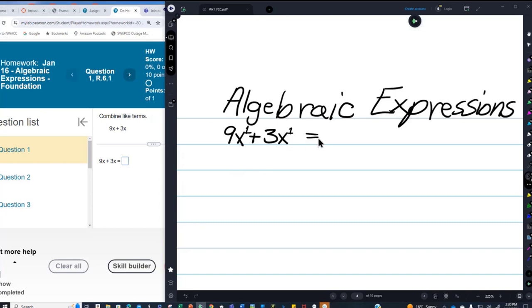That means 9x is actually 9 x's all being added together.